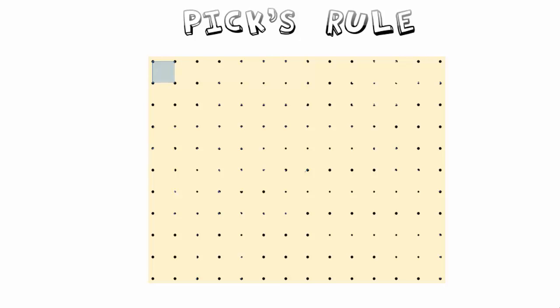Welcome to this presentation about Pick's rule. Pick was an Austrian mathematician who discovered this property in 1899.